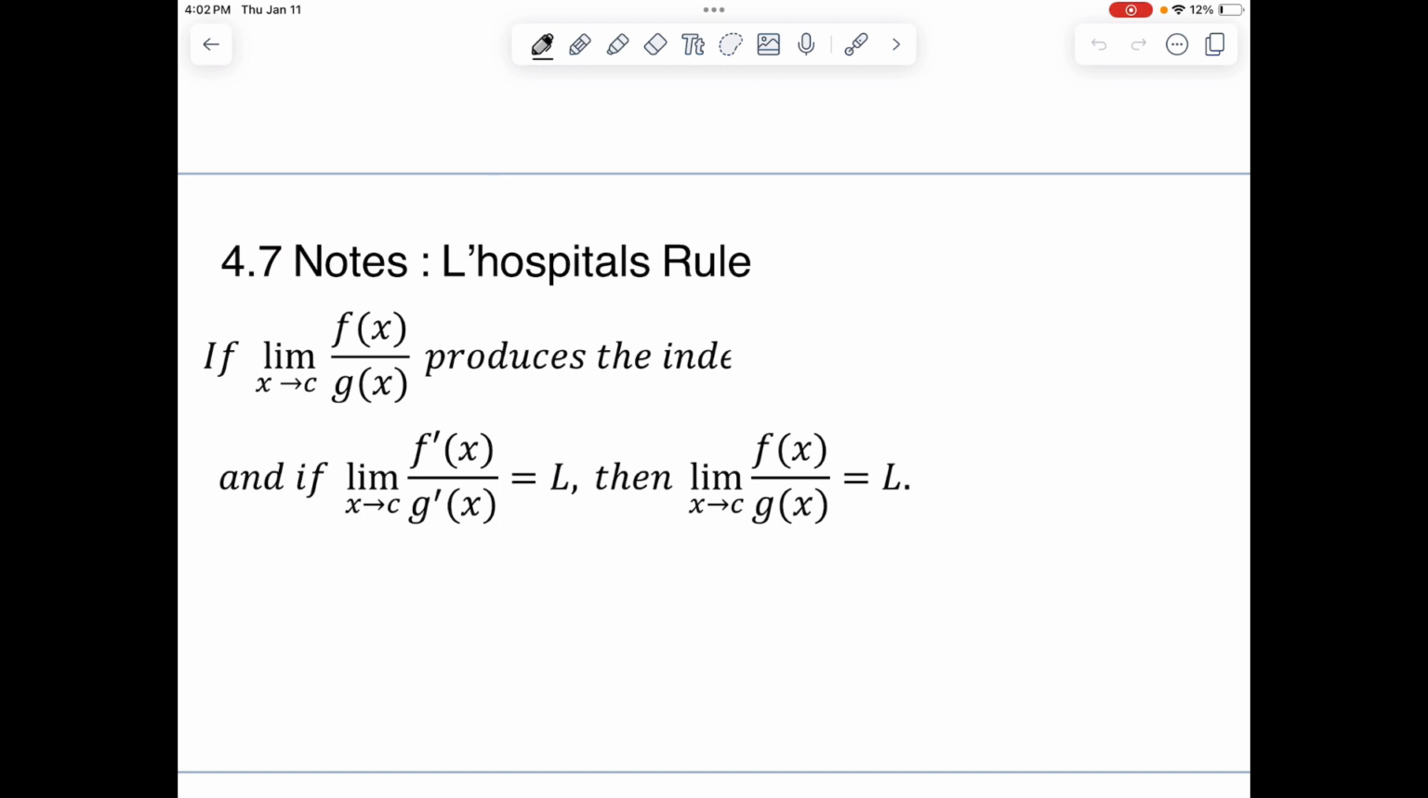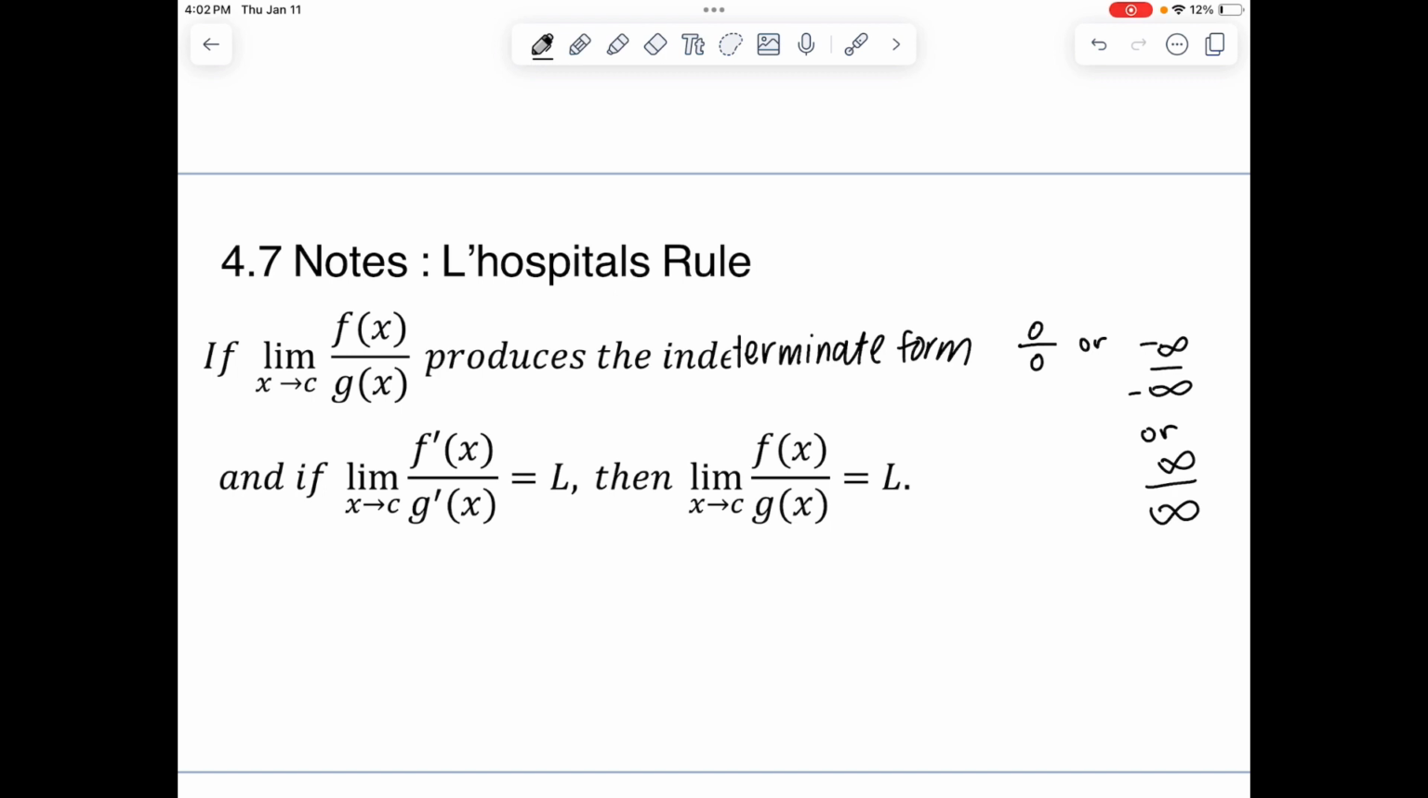So L'Hopital's rule is, and some of this got a little cut off, so I'm going to have to type it in here. If the limit as x approaches c of f of x over g of x produces the indeterminate form 0 over 0 or negative infinity over negative infinity, or I guess the last one is infinity over infinity, and if the limit as x approaches c of f prime of x over g prime of x equals L, then the limit as x approaches c of f of x over g of x equals L. So lots of things there. It will be so much easier as we go through.